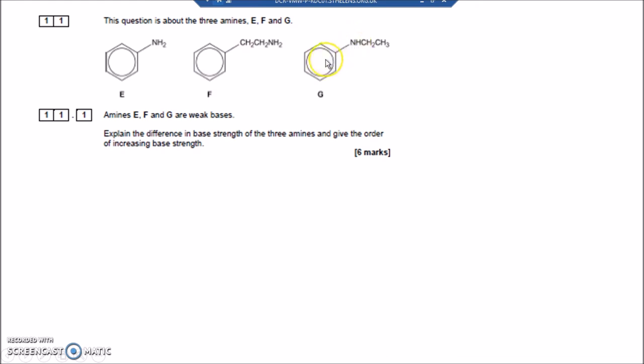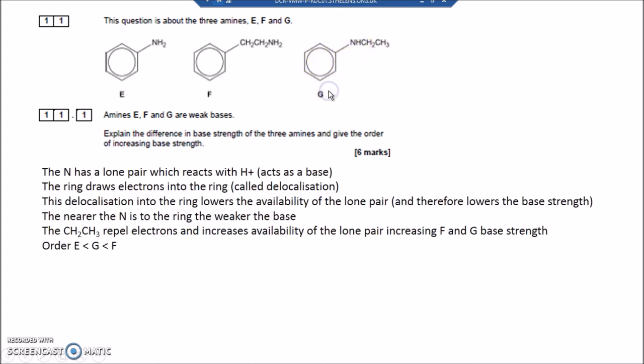It's got an N right next to the ring, so that's going to withdraw, but it's got a CH2 and a CH3 that's going to repel electrons and make it slightly more available. So this is somewhere in the middle. So let's actually have a look again then. So the N on the lone pair reacts with an H plus, acts as a base. We've said that the ring withdraws electrons into the ring. We've said that the delocalization into the ring lowers the availability of the lone pair.